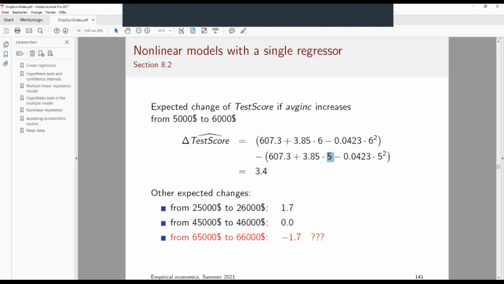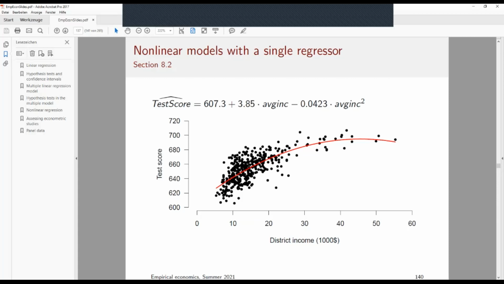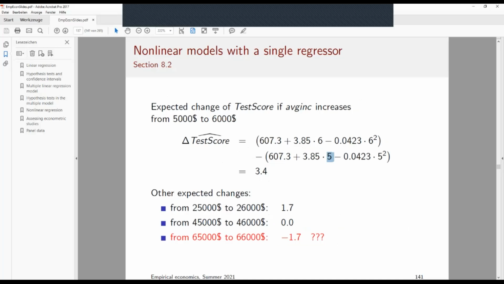Let's have a look at what happens if our income changes from $25,000 to $26,000. That is from here to a little further right. In this case, the curve is already much flatter. So what we would expect is a smaller difference, and what we obtain is in fact a smaller difference. The difference is only 1.7 points in test score.